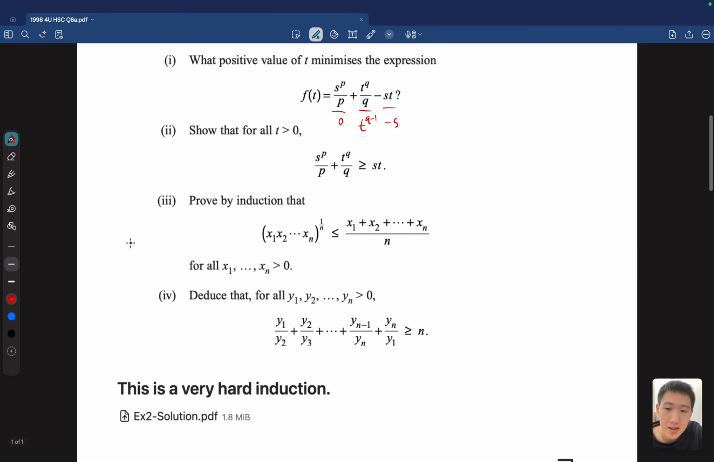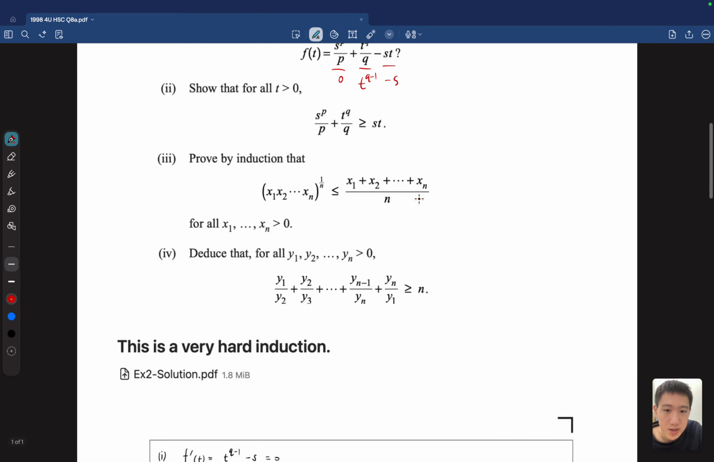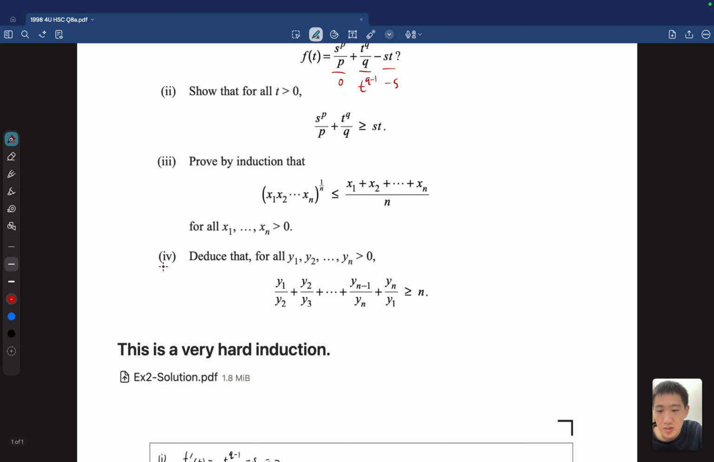Now let's look at the third one. Prove by induction. It's the AM-GM inequality. It's a very well-known result, and I think all questions involving this type of proof are quite difficult, especially when it's generalized. So let's do it strictly in exam conditions and do question 4 first, because you cannot do 3 and do 4. So let's try that.